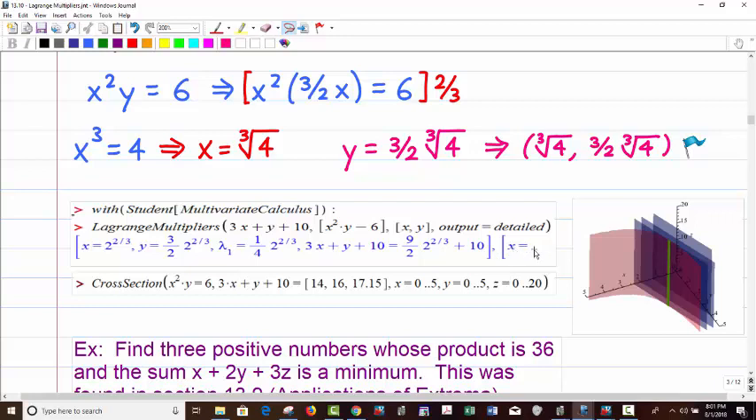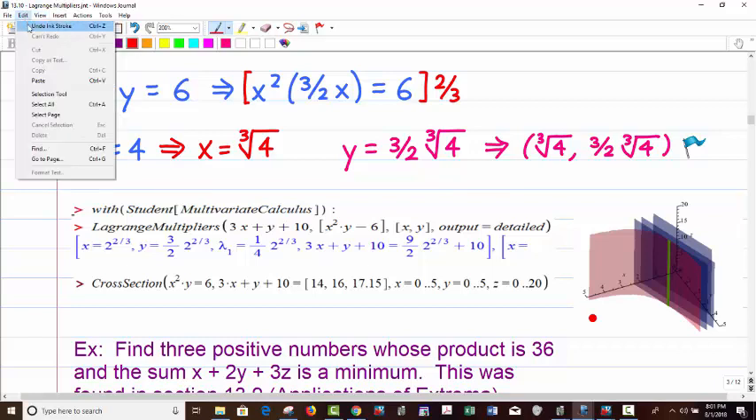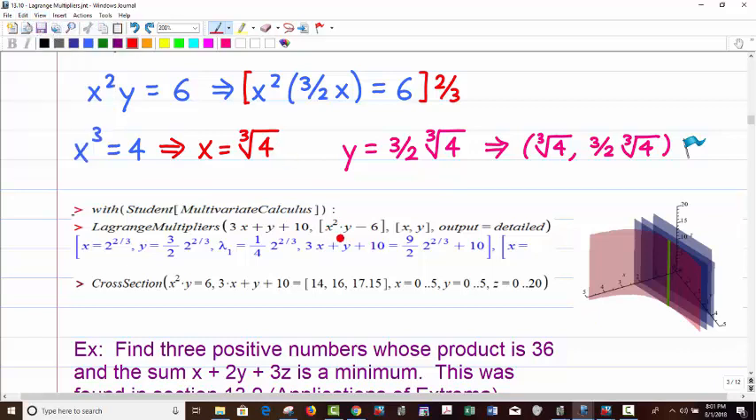Now I was playing around with Maple and just did this little thing here, but it's not important. The purple, or whatever color that is, is the constraint graph here: x squared y equals 6. That's what's going on here. And those planes are the equation we're trying to optimize, 3x plus y plus 10 equals some value, where I'm essentially creating level curves. Of course, in this case, it's not curves, it's level planes.